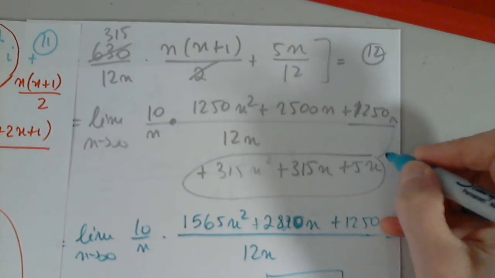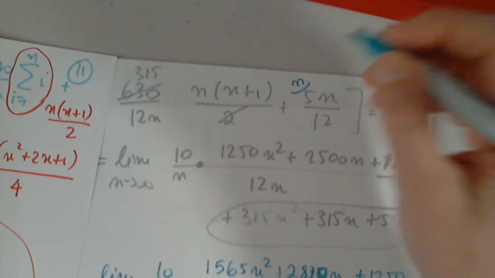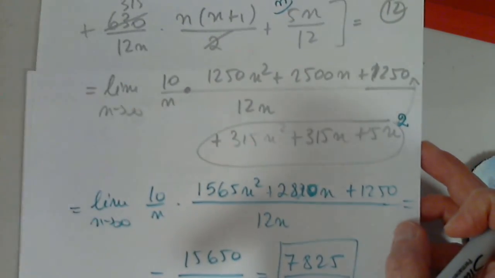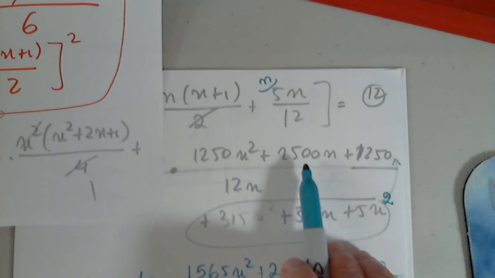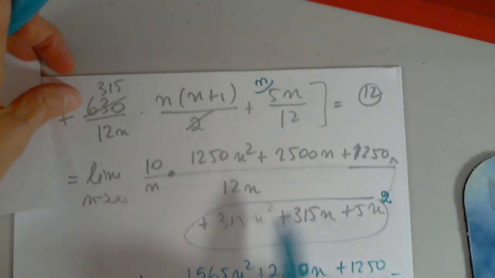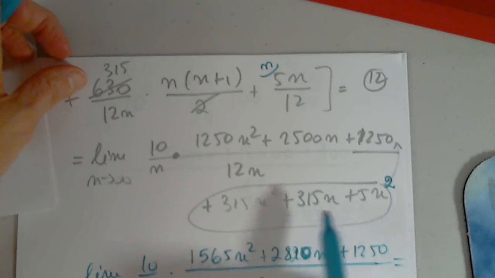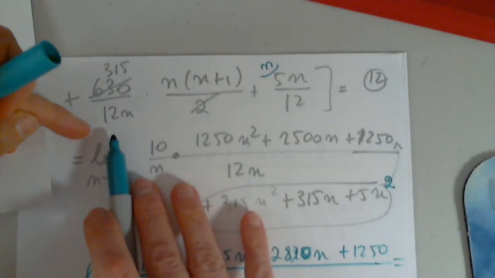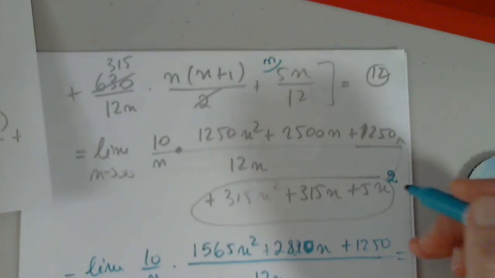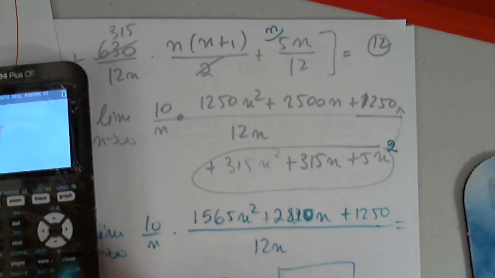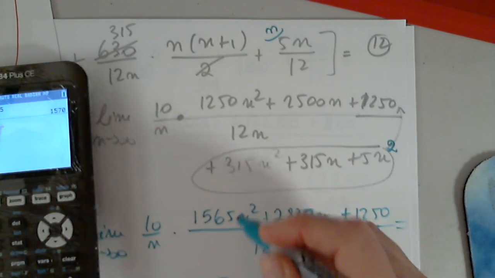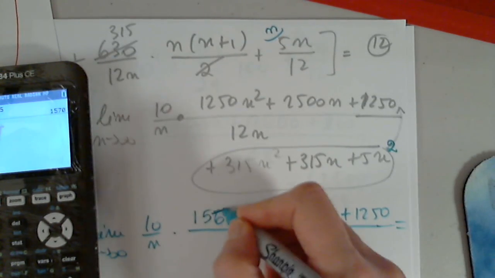Yes, I found it. Of course. So this needs to be multiplied by n. That was the problem. Okay, so one more time: 1250n squared plus 2500, yes, that's correct. Here, 315n squared, yes, that's correct, and 315n. And this is n squared, because the least common denominator is 12n, so I forgot to multiply the top by n. Okay, so then 1250 n squared plus 315 plus 5, 1570. Let me correct it like this.